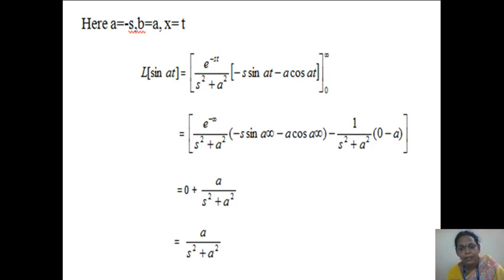First substituting the upper limit infinity, minus the lower limit 0. Finally, e power minus infinity value is 0, and 0 into anything is 0. Next, substituting the lower limit, e power 0 value is 1, that is 1 divided by s square plus a square into (sin 0 value is 0, and cos 0 value is 1, that is minus a). So minus of minus is plus, so a divided by s square plus a square. So 0 plus a divided by s square plus a square is a by s square plus a square.